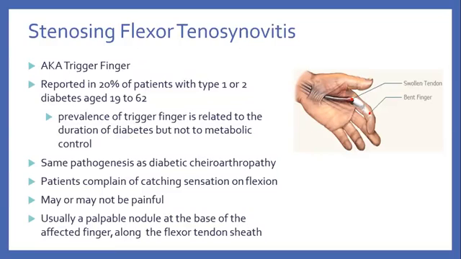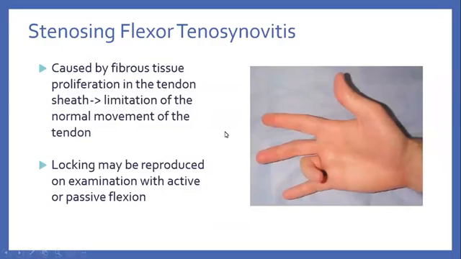The patients may complain of catching sensation on flexion of their finger. It may or may not be painful, but there's usually a palpable nodule at the base of the affected finger along the flexor tendon sheath, as seen in the image here to the right in stenosing flexor tenosynovitis. It's caused by a fibrous tissue proliferation in the tendon sheath, limiting the normal movement of the tendon. And this is going to be the generalized appearance of the finger as if the hand were pulling a trigger on a gun. Locking may be reproduced on exam with active or passive flexion.